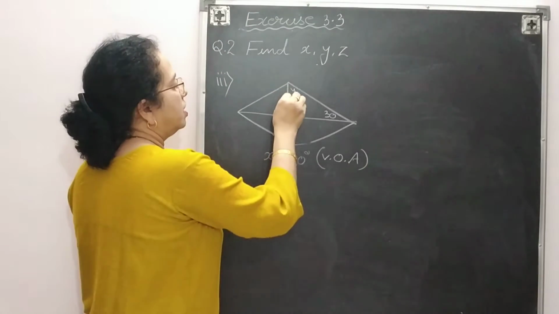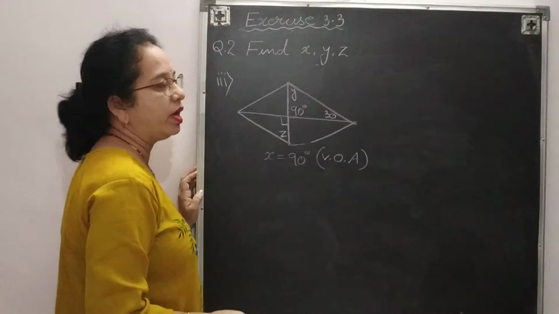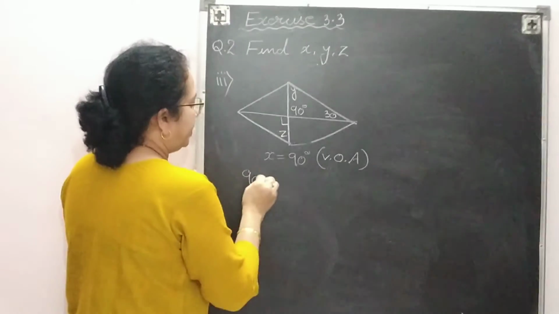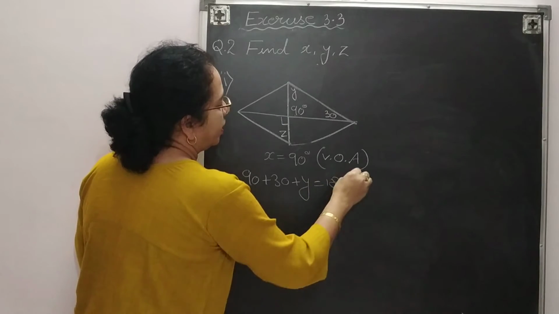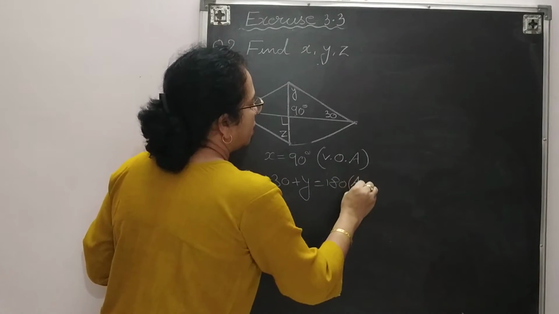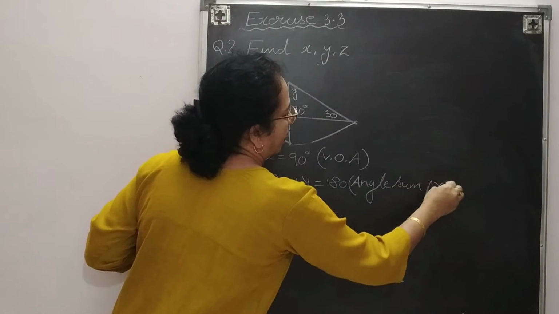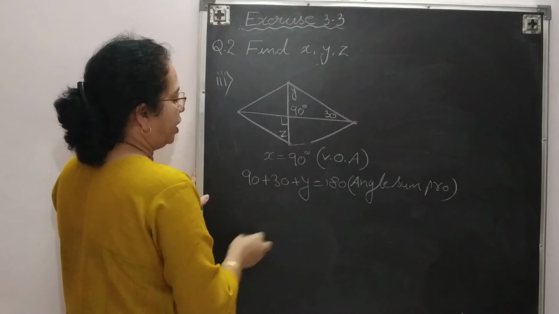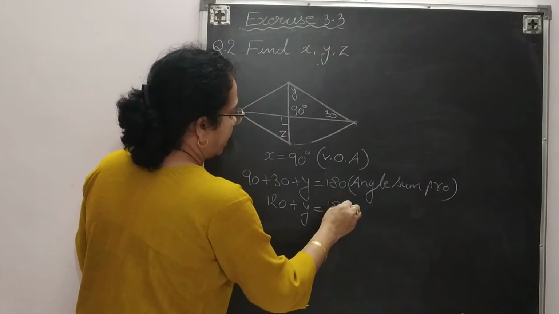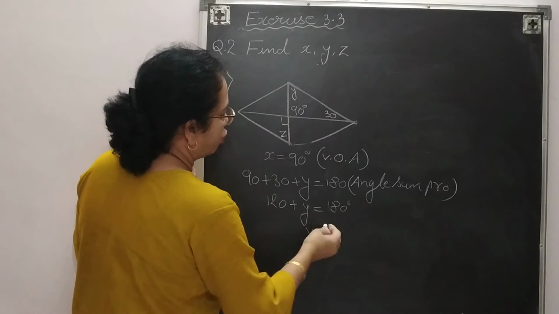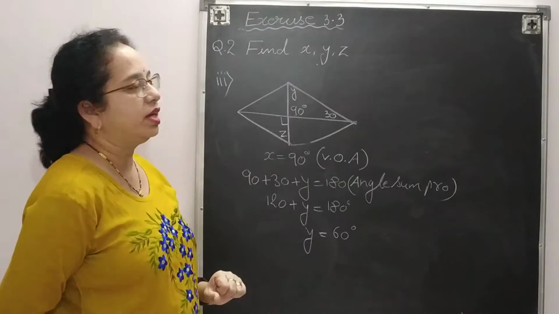Now you can use angle sum property in a triangle. By using this you can find out the value of y. So 90 plus 30 plus y is equal to 180 degree. Which property are you using here? Angle sum property. So 90 plus 30 will be 120, plus y is equal to 180 degree. So y is equal to 180 minus 120, which will give you 60 degree. So the value of y is 60 degree.